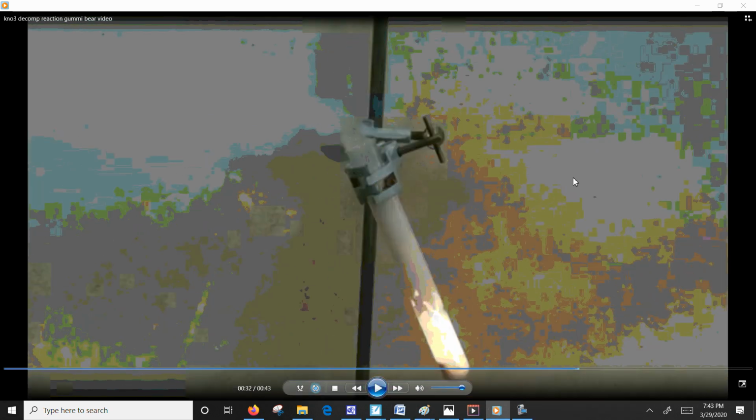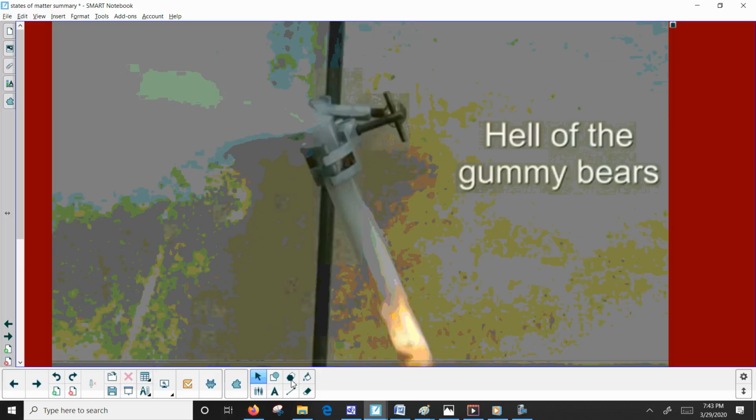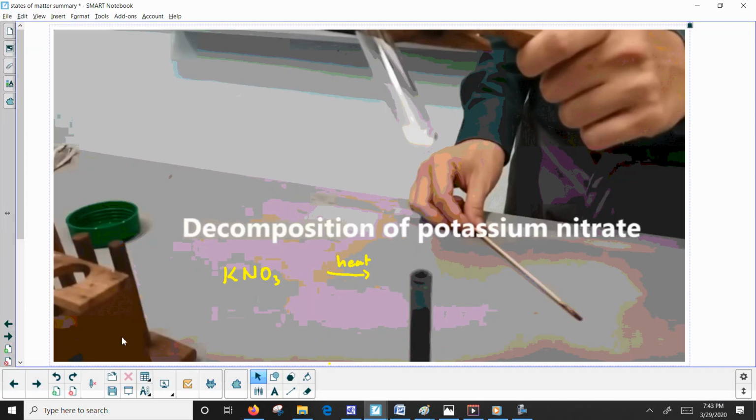You can see why it's one of my favorite reactions of all time. What's going on here is actually a really cool set of reactions. Ultimately, what's happening is we have a decomposition of the potassium nitrate into something that's causing the reaction. We'll be looking at that at the end of this video.